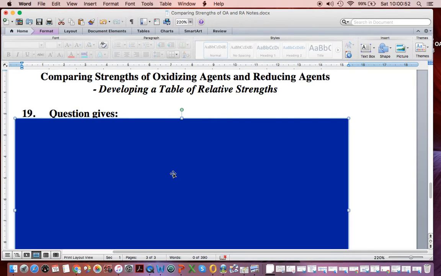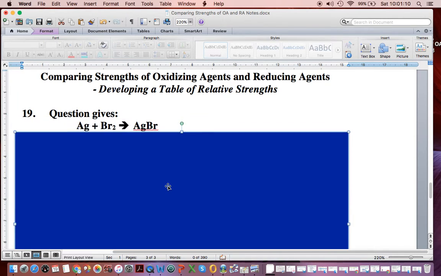Good day. We carry on our look at comparing the strengths of oxidizing agents so that we can get a table of reduction potentials, and then we can use that table to interpret other questions. So this one will be a little more complicated than the last one, but basically the same process. We are on to number 19.